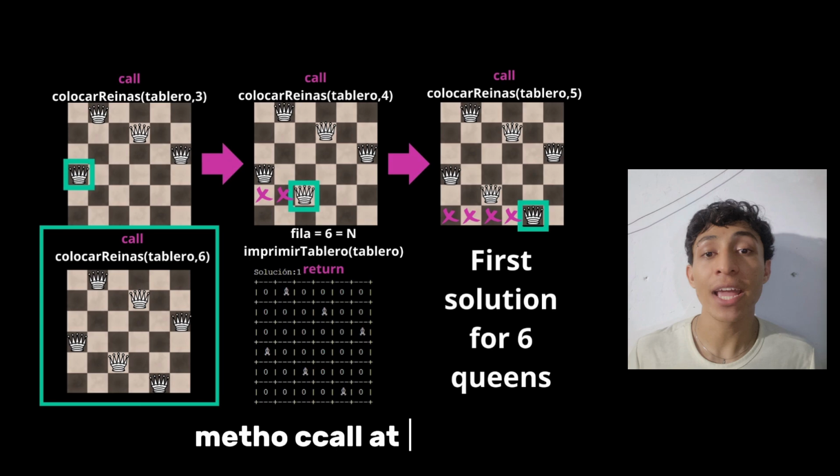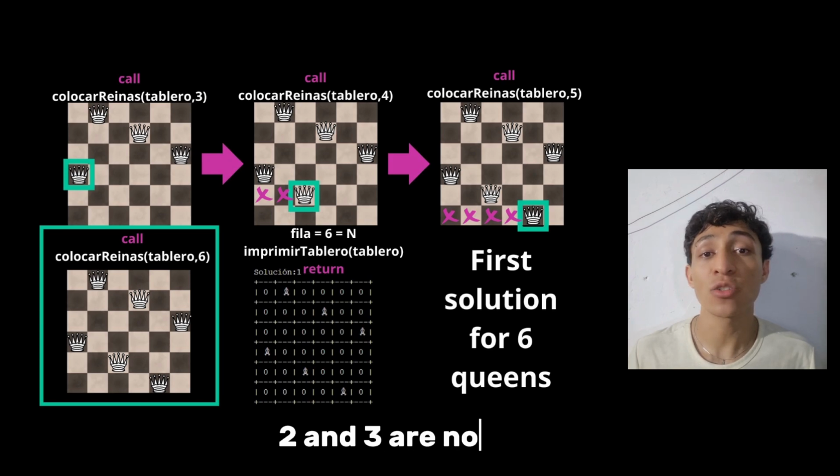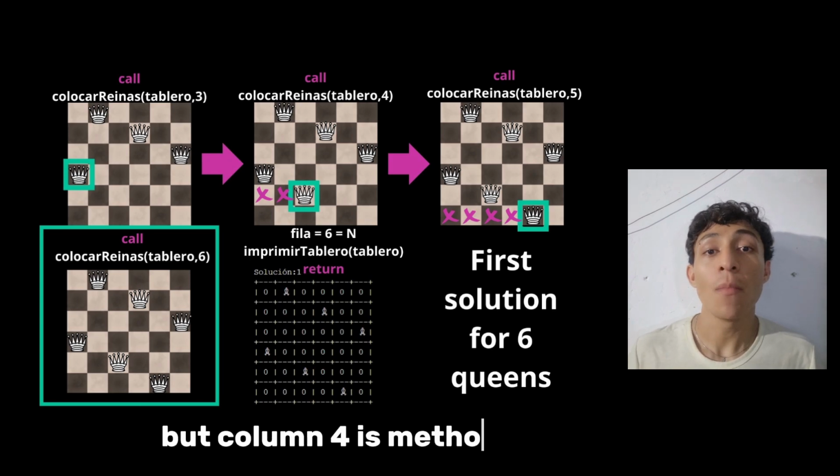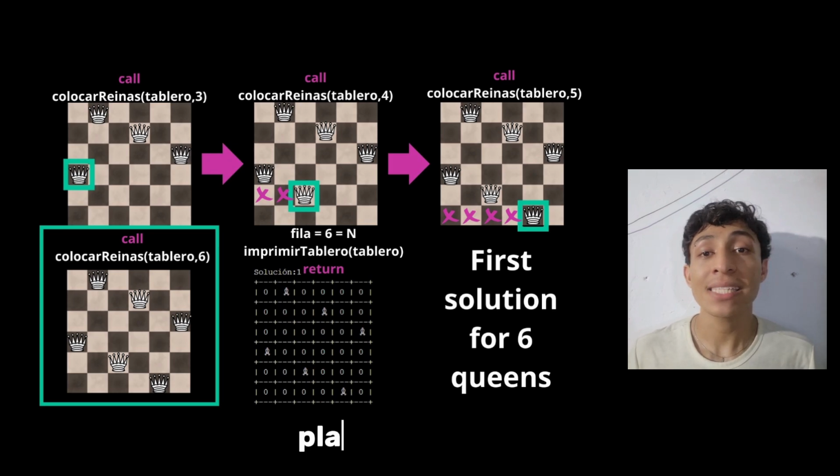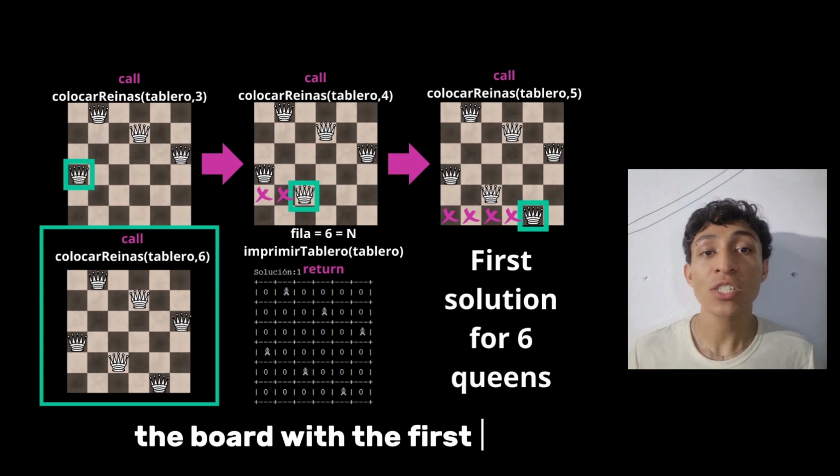Mirror call at row 5. Column 0, 1, 2 and 3 are not safe, but column 4 is. Mirror call at row 6. Row 6 equals n. We've successfully placed 6 queens on the board, and the first solution is found.